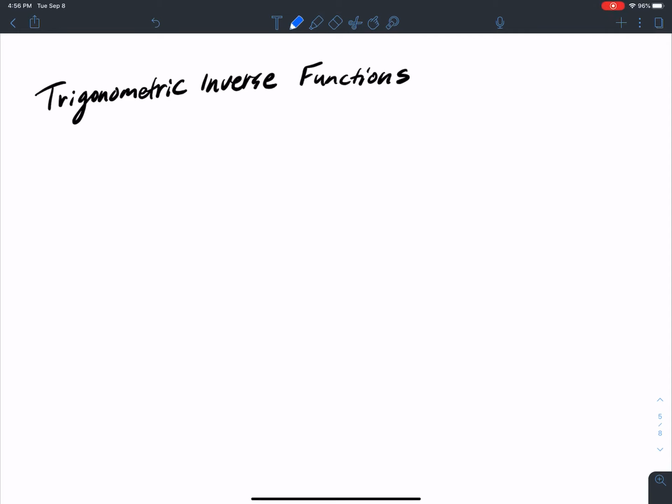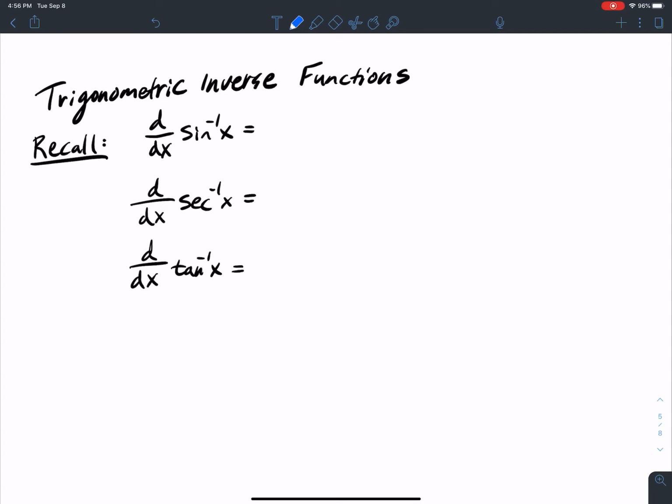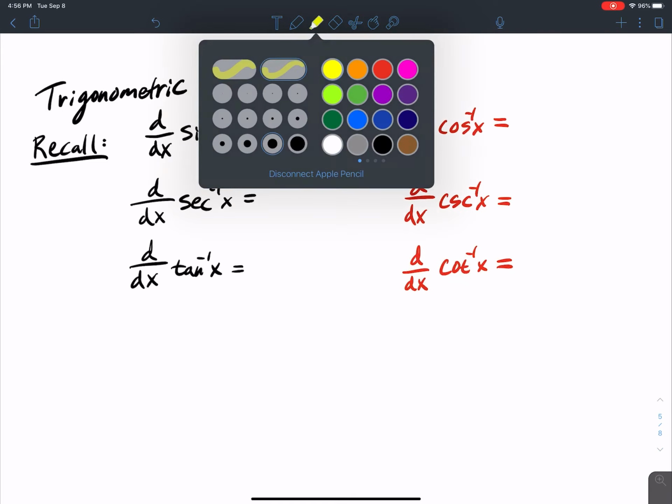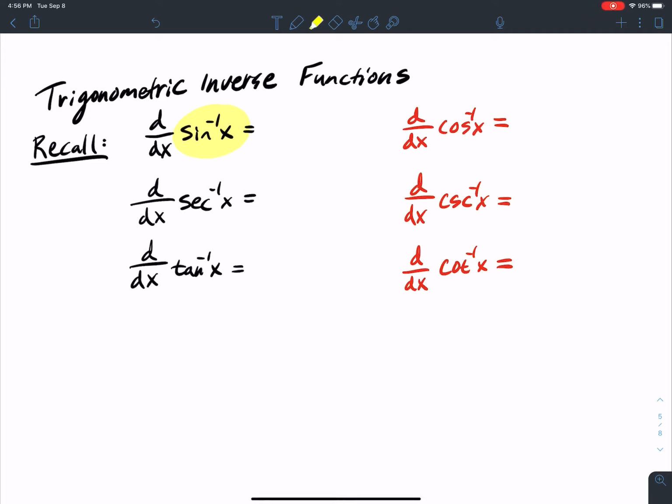In this video we're just going to introduce the inverse trigonometric function rules. First, recall the derivatives. The derivative of arcsine of x, remember, this is the same as sine inverse. So if you see that, don't get too concerned. Arc just means you're talking about the inverse. It's 1 over the square root of 1 minus x squared.